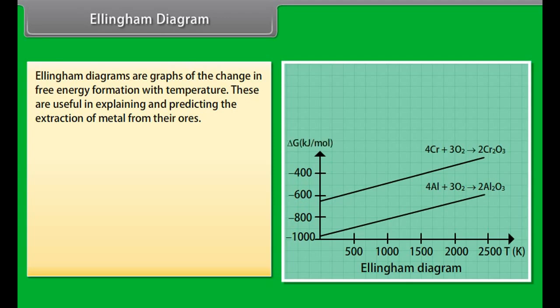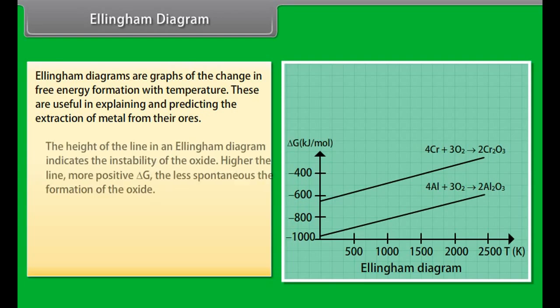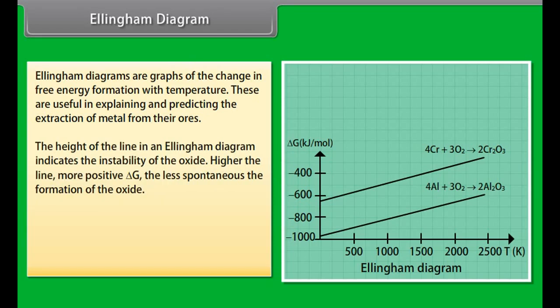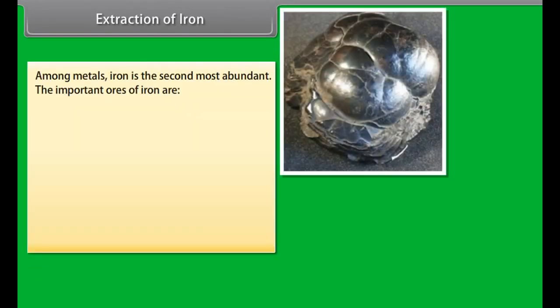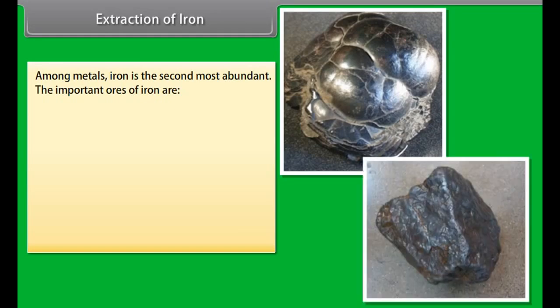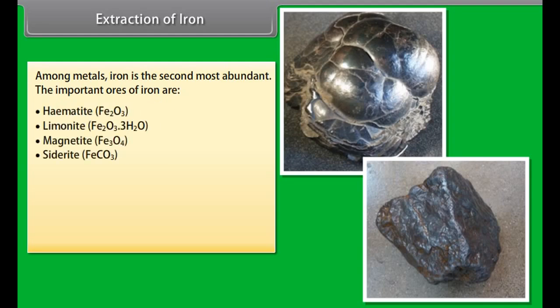Thermodynamic principles of metallurgy. Gibbs energy helps in understanding the theory in metallurgical transformations. The change in Gibbs energy, delta G, for any process at any specified temperature is described by the equation delta G is equal to delta H minus T delta S, where delta H is enthalpy change and delta S is the entropy change.